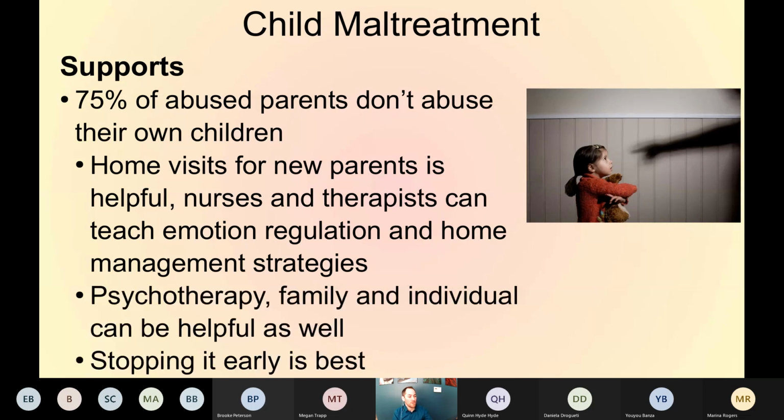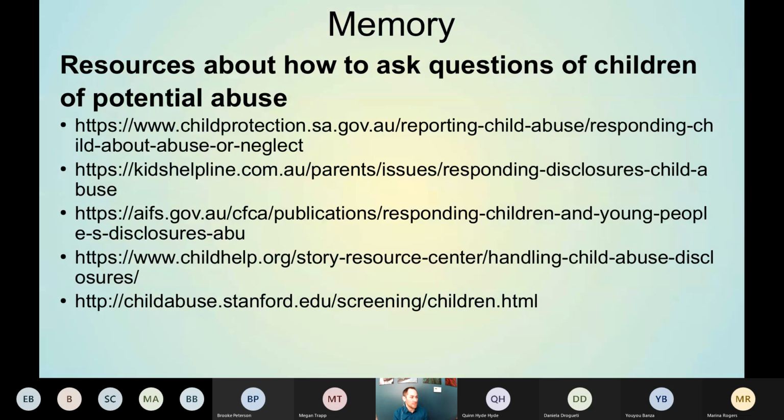So with this, psychotherapy, family and individual, can be helpful as well. So therapy for the child, therapy for the parent, family therapy. And the earlier any kind of abuse is stopped, the better, essentially. So giving a child the chance for good emotion regulation learning, good relationships or attachments with parents, those kinds of things. So this also leads to our topic that we discussed in memory about asking questions of children with potential abuse.